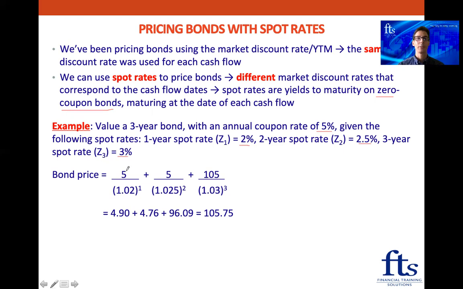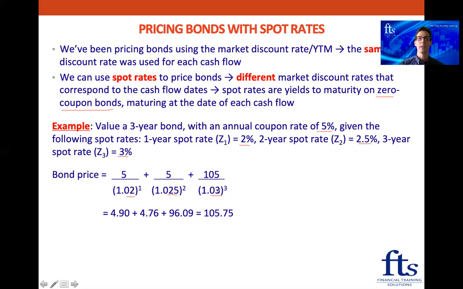So this $5, the first coupon we're getting back at the end of year one, we're going to discount back at the 1-year spot rate of 2%, or the 1-year zero coupon bond rate. And then the next $5 we're getting back in year two, so we're going to discount that back at 2.5%, which is the 2-year spot rate, or the 2-year zero coupon bond rate. And then finally, the big cash flow, the par plus the last coupon, the 105, getting that back in year three, we're going to discount it back at the 3-year spot rate of 3%, or the 3-year zero coupon bond rate. So now we can see the different cash flows are being discounted at different rates corresponding to their timeframes.